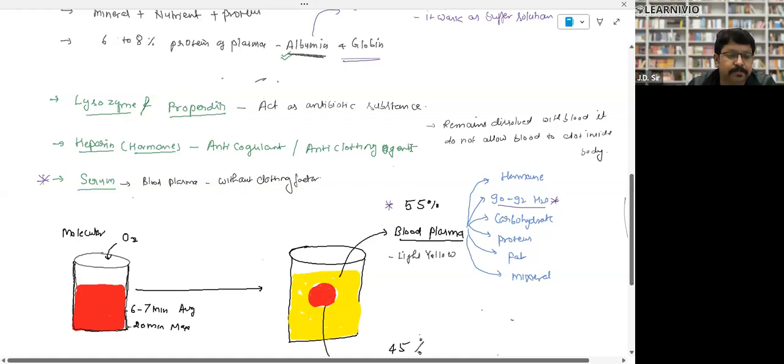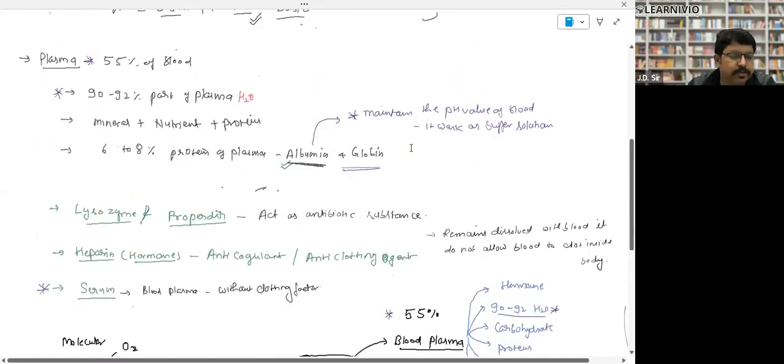Got it? What is the role of heparin? Yes, sir. So keep all these things in mind. If you want, you can take a screenshot of this one.